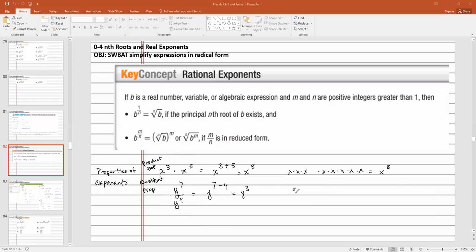And if you want to see why, I write y to the 7th as seven y's, and on the bottom we have 4 y's. Cancels out, cancels out, cancels out. So those all equal 1. y divided by y is 1. And what are we left with? 3 y's left. There you go.